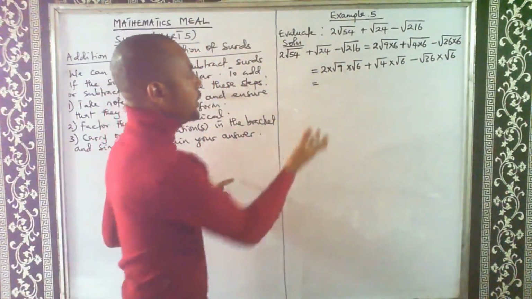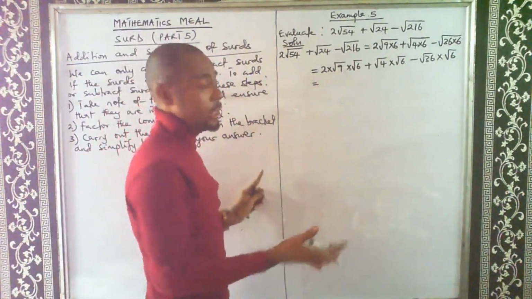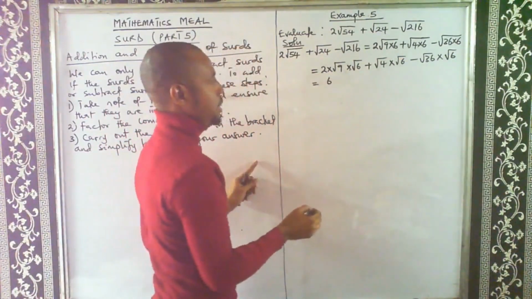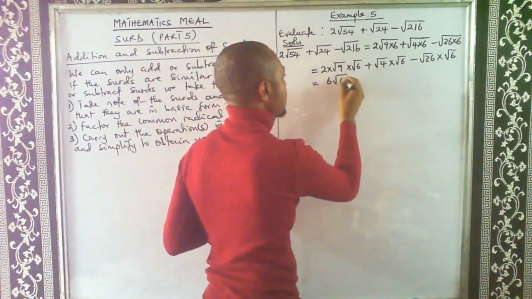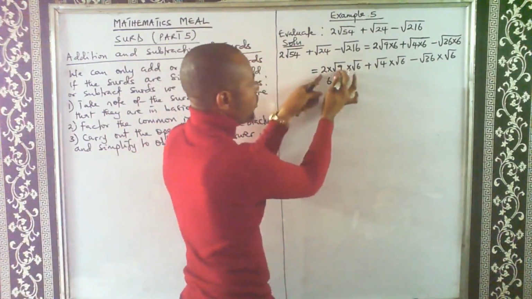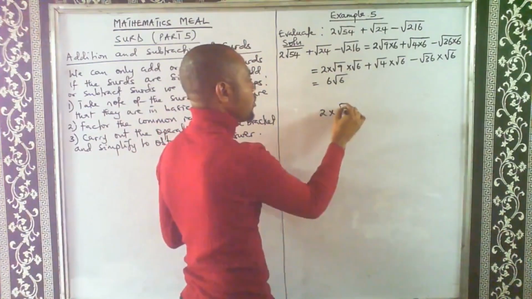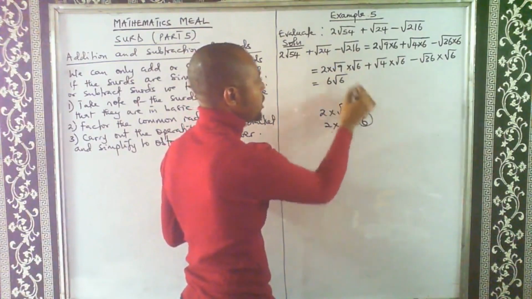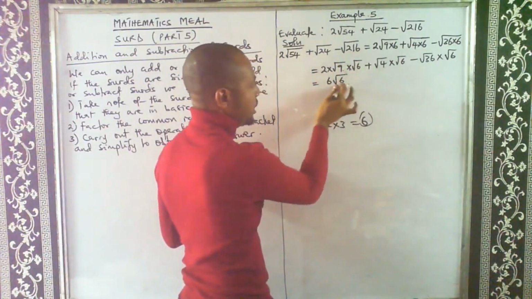So we move further. Square root of 9 is 3, and 2 times 3 will give me what? Will give me 6. So I have 6 with 6. So 2 square root of 9, we have 2 times square root of 9. Square root of 9 is 3, so 2 times 3 is what? 6. 6 times square root of 6, that's this.